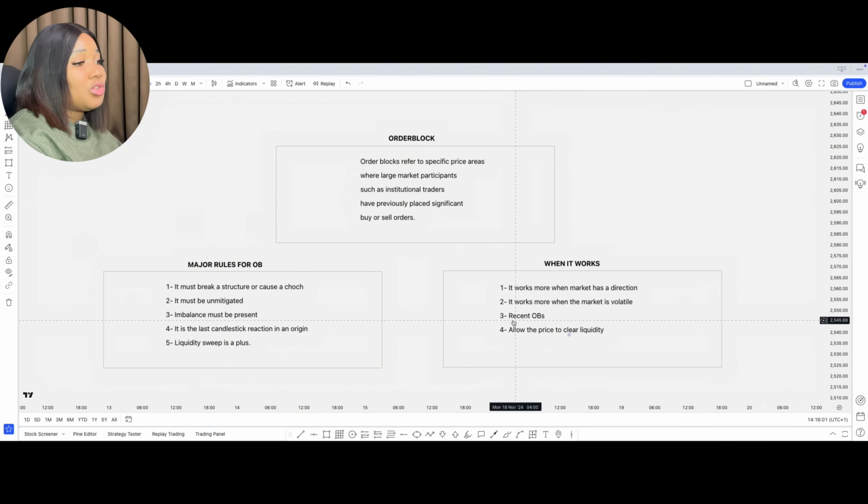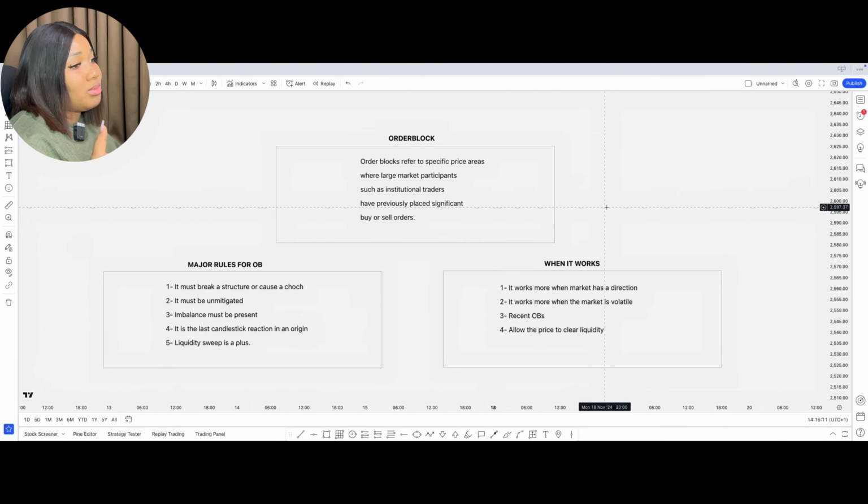And you need to make sure you are sticking to the recent order blocks. That's what I mean by recent OBs. So don't go and map out an unrealistic order block and expect the market to get there. You may be missing out on your entries. So make sure you work with recent order blocks. When we go to the chart, I'll clarify that.